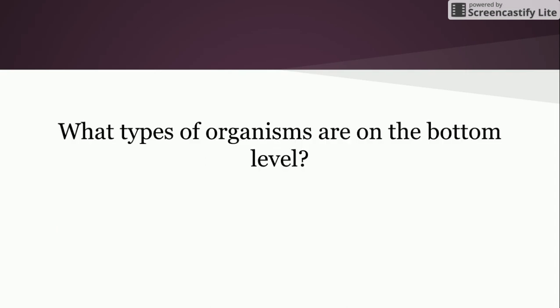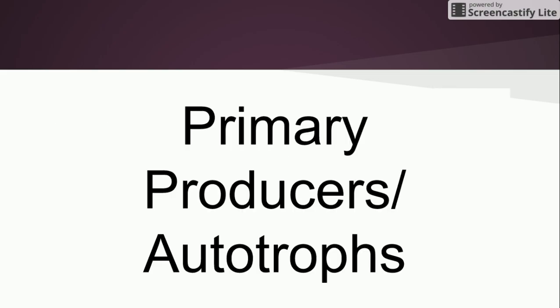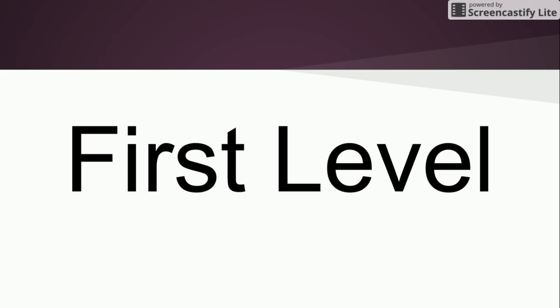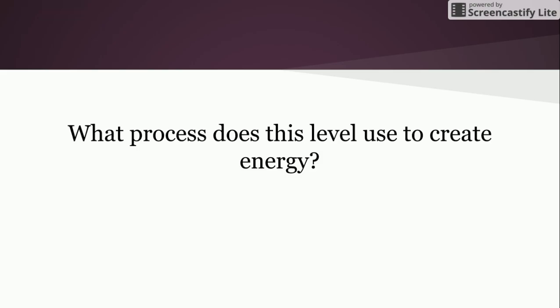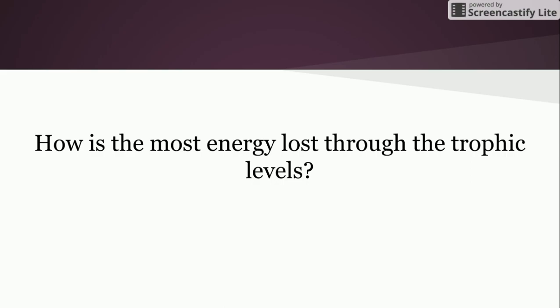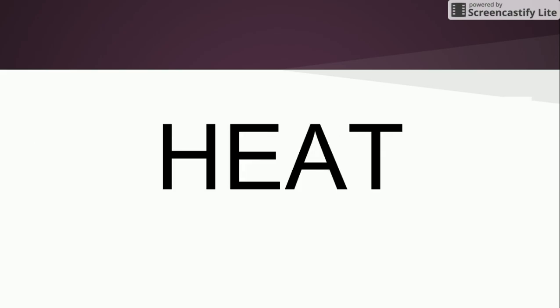So how much energy is passed to each trophic level? 10%. What types of organisms are on the bottom level? Primary producers and autotrophs. What level produces its own energy? The first level, the primary producers and the autotrophs. What process does this level use to create energy? Photosynthesis. How is most energy lost through the trophic levels? Heat. We said that only 10% moves, the rest is lost through heat.